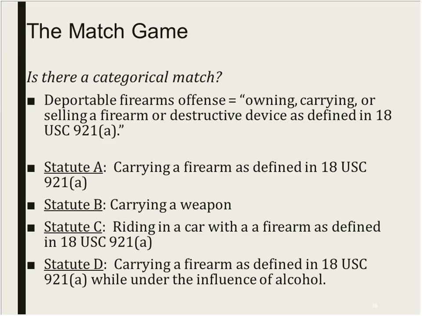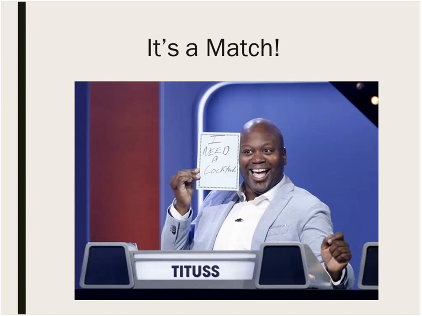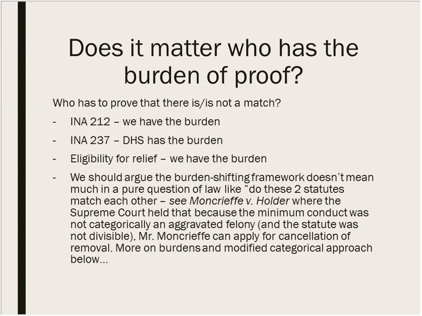And statute D, which is carrying a firearm while under the influence of alcohol, is a match because it is much narrower. Even though it has an extra element that you have to be under the influence of alcohol, it still requires you to be carrying a firearm. So that's a narrow statute that falls within that. Hopefully that's helpful. Okay, that's my picture. So once you have a match, that can be a bad thing, but at least you know what you're working with, right?